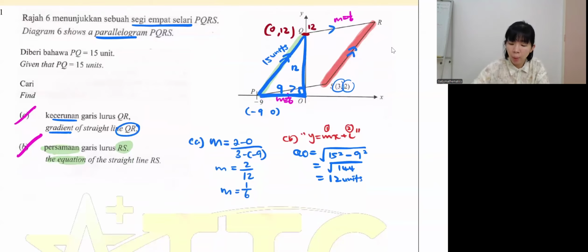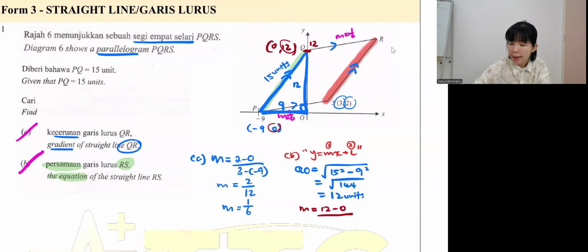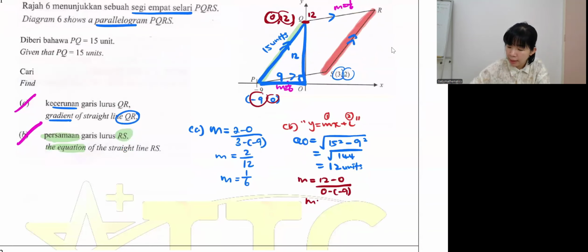We can continue with our y equals mx plus c. I want to find m. Now you have Q and you have P, so let's find the gradient. m equals (y minus y) over (x minus x), which is 12 minus 0 over 0 minus -9. So m equals 12 over 9. Both can be divided by 3, so we get 4 over 3. Okay, m is done. Now, do they give us c?